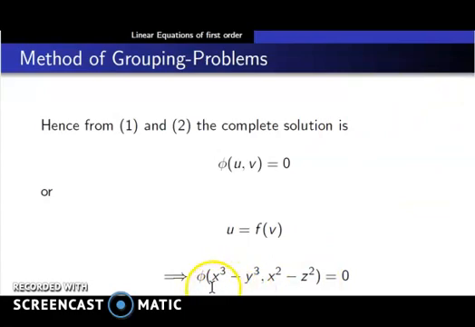Suppose that if you have got one solution as x cube minus y cube, and we consider the other set of ratios, we get the answer as 3x cube minus 3y cube. So in that case we have to find another solution v, since those two solutions x cube minus y cube and 3x cube minus 3y cube are dependent. So one is a multiple of the other, or one is a function of the other. So in that case, you have to consider other ratios also. So in this problem our solution is phi of x cube minus y cube comma x square minus z square is equal to 0.